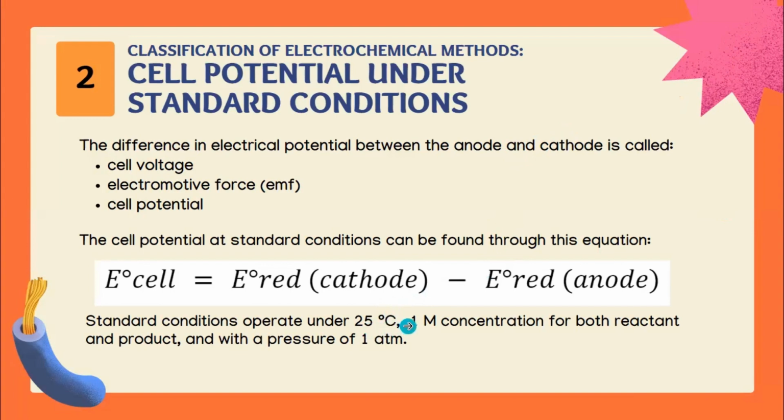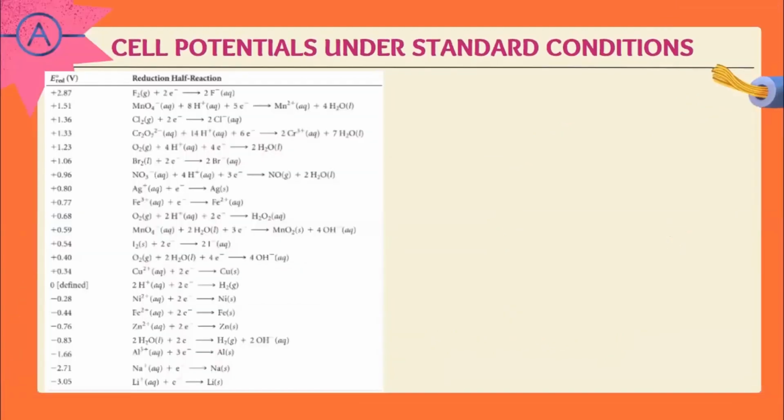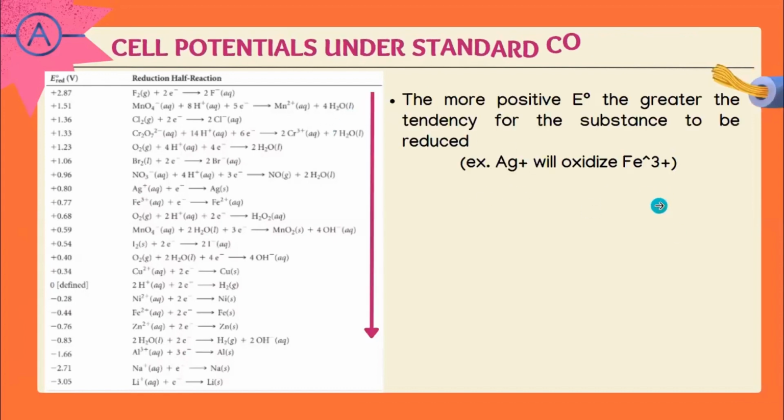pressure of 1 atmosphere. Then from this, we also know that the reactants and the products also have a concentration of 1 molar. So here's the list of reduction half reactions, where it's arranged from the reactions with the highest potential down to the lowest. The greater the potential, the greater the tendency for the substance to be reduced. And the opposite outcomes apply to those with the lowest value since they are easily oxidized.